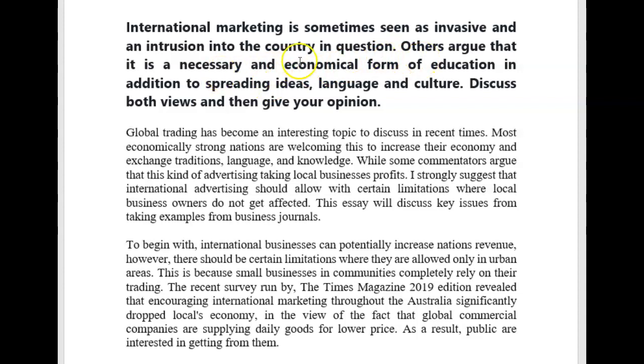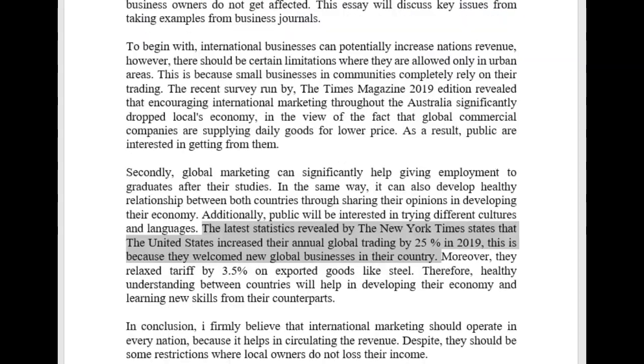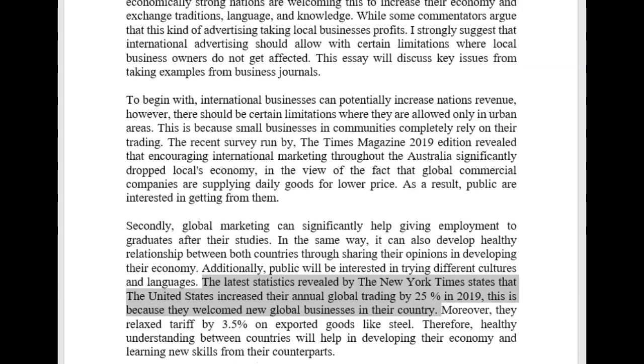Again, let's look at it. A necessary economical form of education spreads ideas, language, and culture. So they're not questioning whether it helps the economy or not. I think it's irrelevant to the IELTS people here, and instead they want you to talk about these other areas, and failing to do so is definitely going to cost you in terms of task achievement. Okay? So, but there were definitely some very good things.